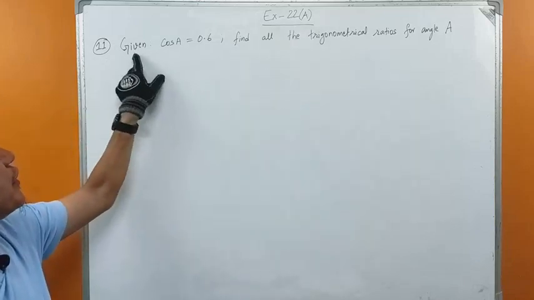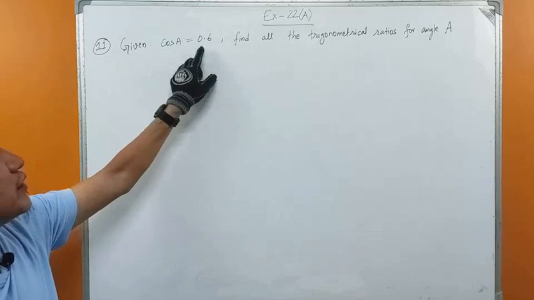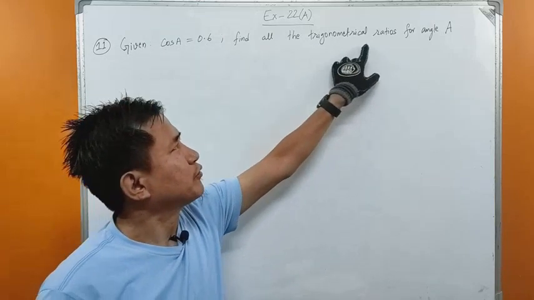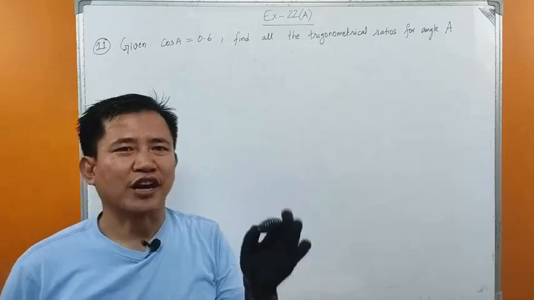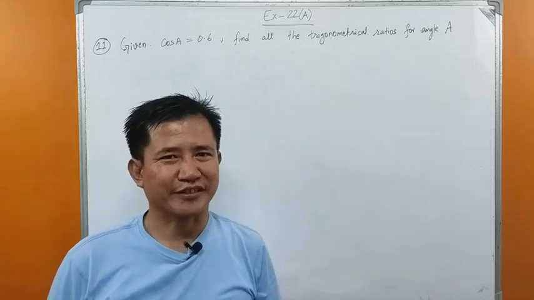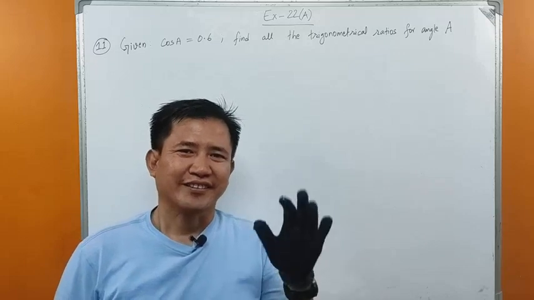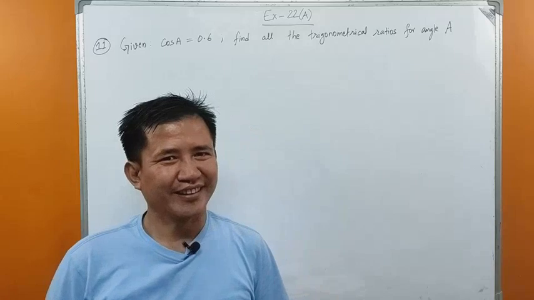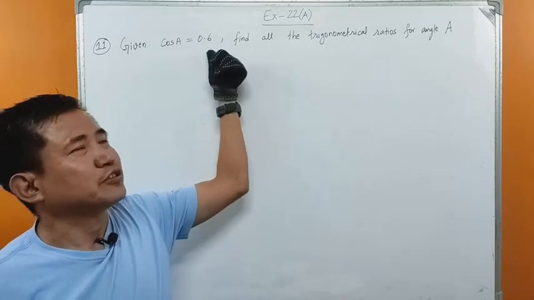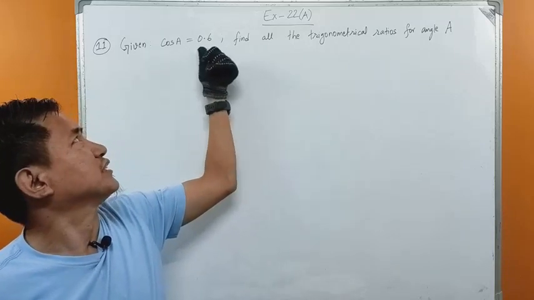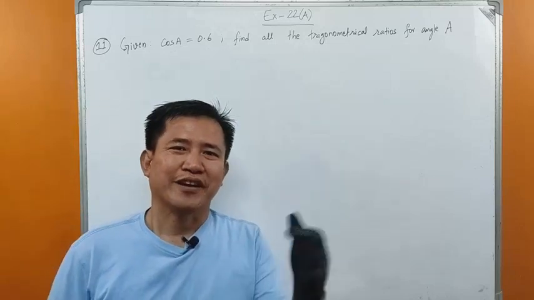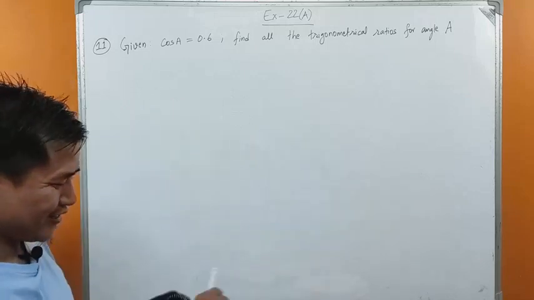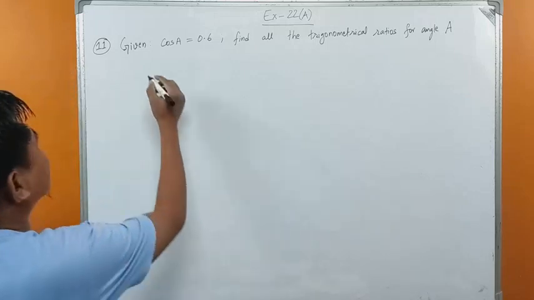Given cos A equals 0.6, the value of cos A is given to us. Find all the trigonometrical ratios for angle A. So we are asked to find the remaining 5 trigonometrical ratios. We know that there are 6 trigonometrical ratios: sine, cos, tan, cot, sec and cosec. The value of cos A is given to us, 0.6, and we are asked to find the remaining 5. Okay, so let's begin.